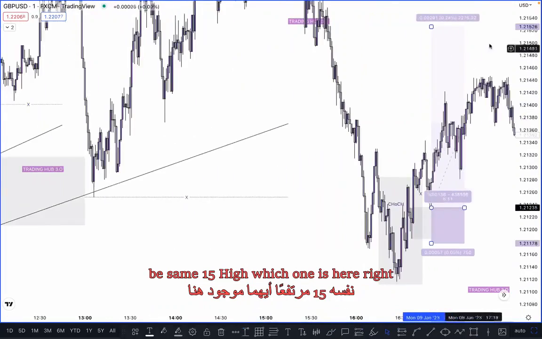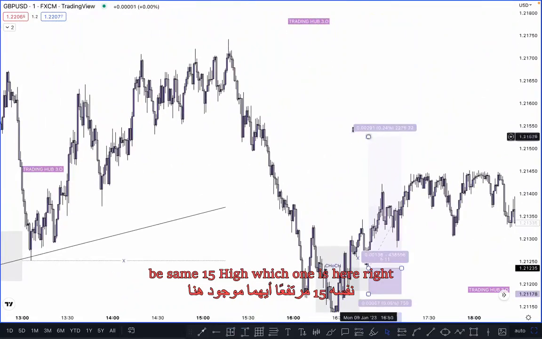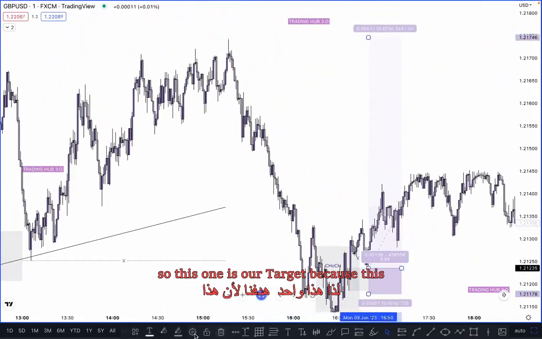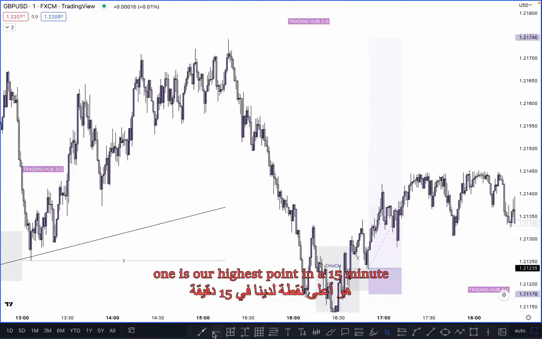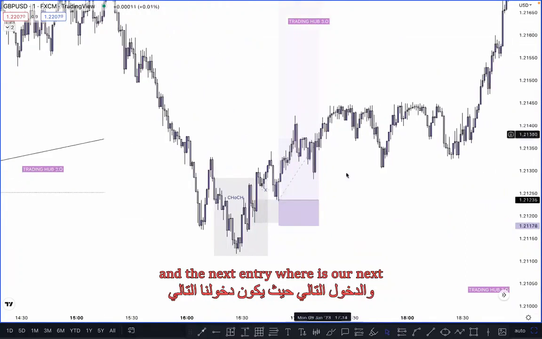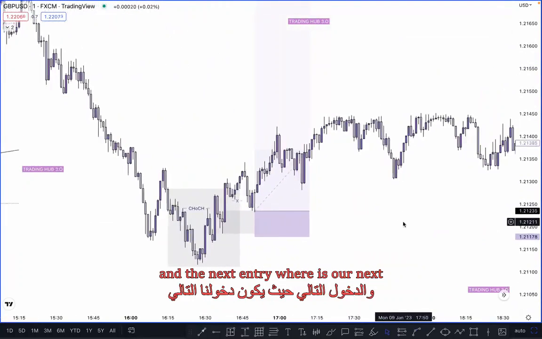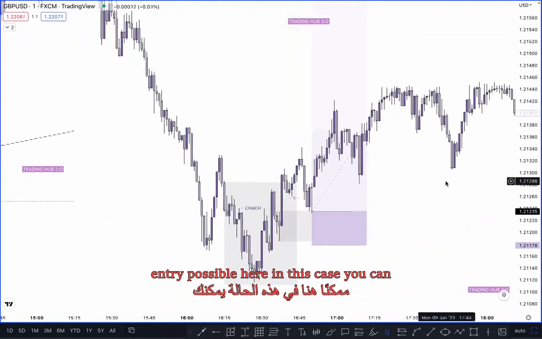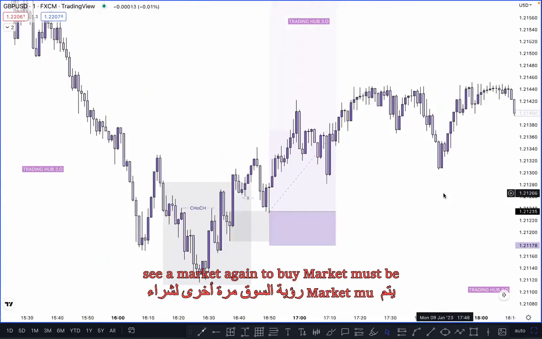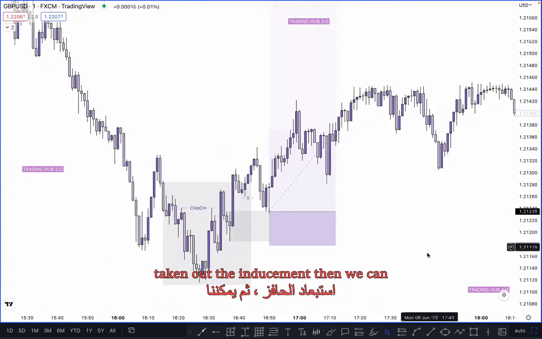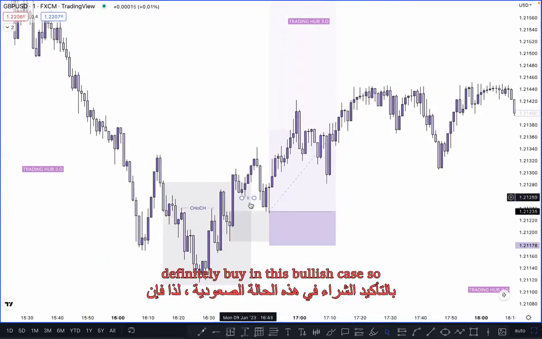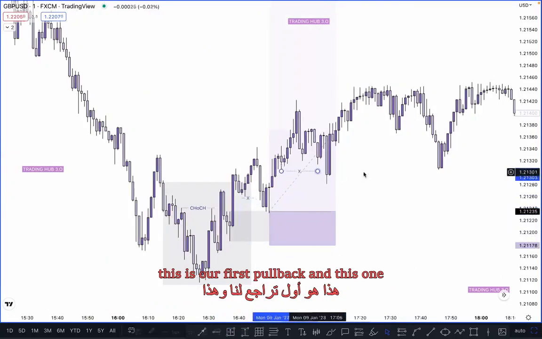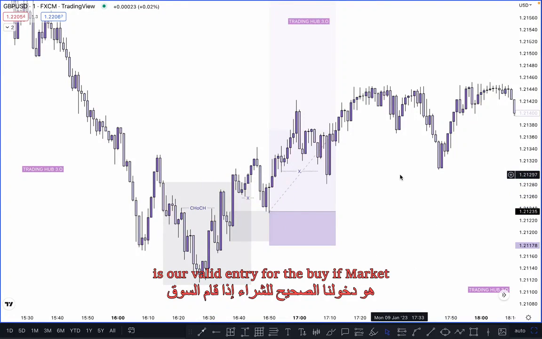And the target will be the same 15-minute measure high, which one is here, right? So this one is our target, because this one is our highest point in the 15-minute. And the next entry, where is our next entry possible here? In this case, you can see here the market again. To buy, the market must take out the inducement, then we can definitely buy in this bullish case. So this is our first pullback, and this one is our valid entry for the buy.